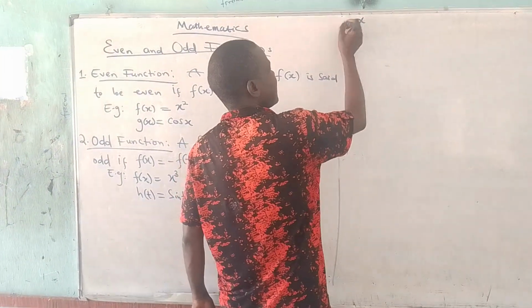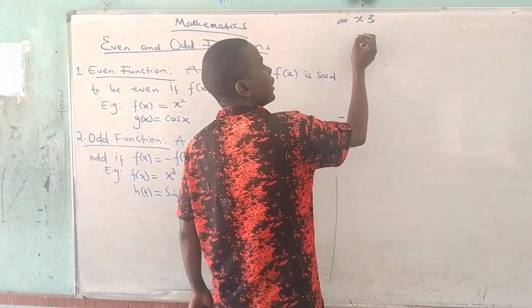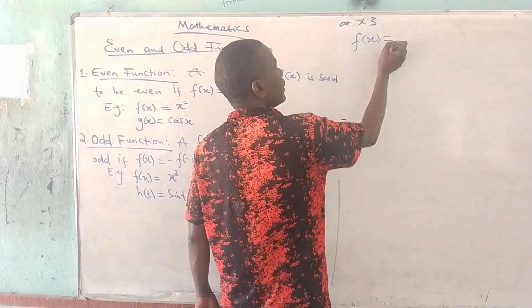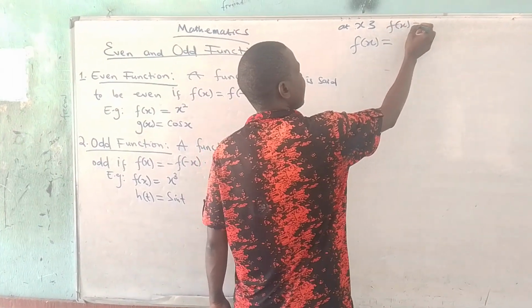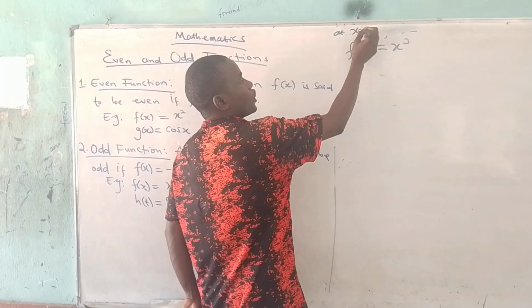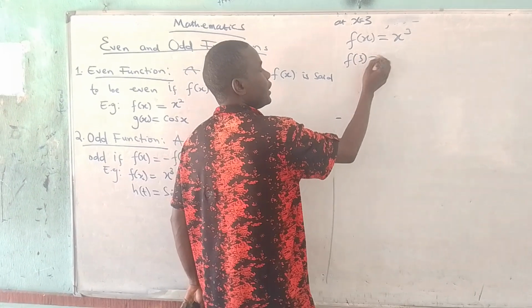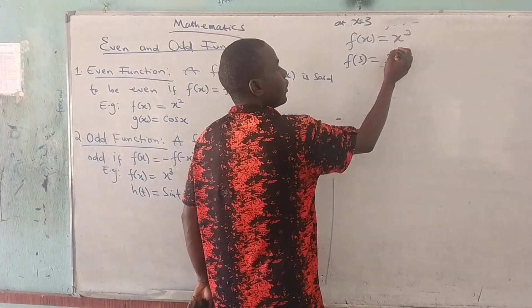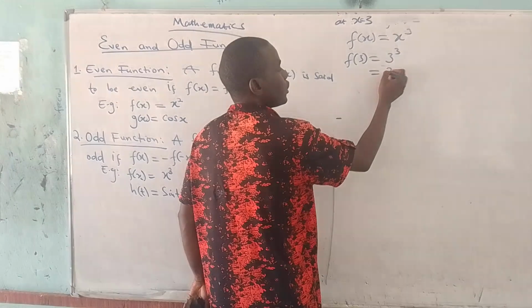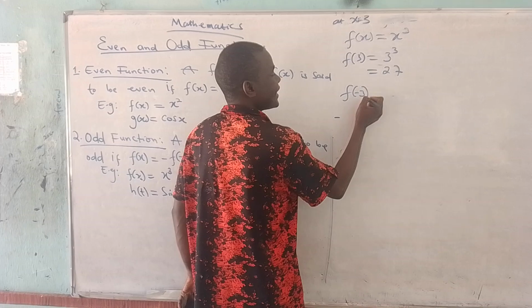For practical demonstration, let's test it. Suppose we take x equals 3. The function is defined as f of x equals x power 3. So at x equal to 3, f of 3 is 3 power 3, which is 27. So let's find f of minus 3.